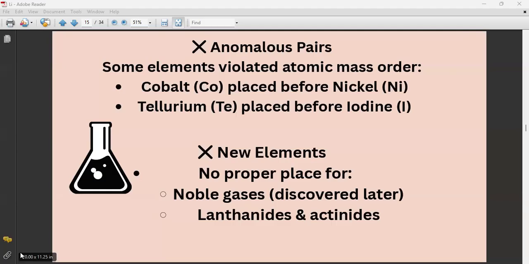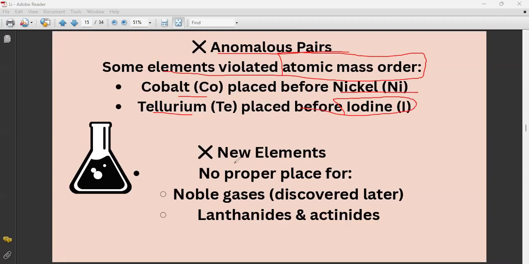Okay. So what were the other demerits of Mendeleev's periodic table? These were the anomalous pairs. What does it mean? Some elements violated the atomic mass order. They weren't placed according to their increasing atomic mass. For example, cobalt was placed before nickel, and similarly tellurium was placed before iodine. So these were some examples of elements which were not following the increasing atomic mass, and these elements are called anomalous pairs.